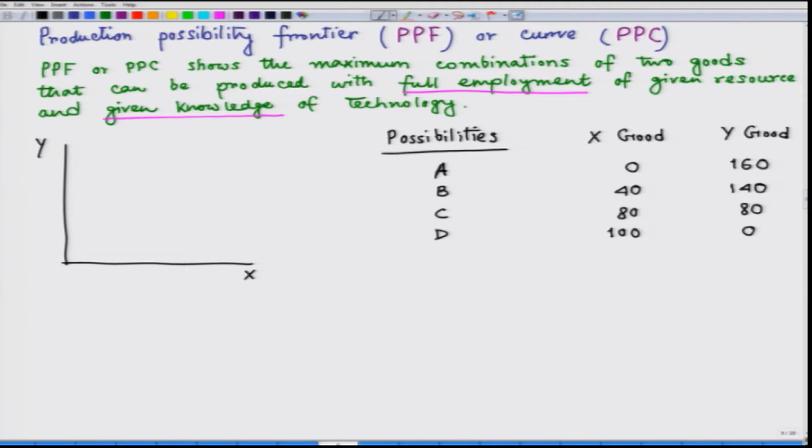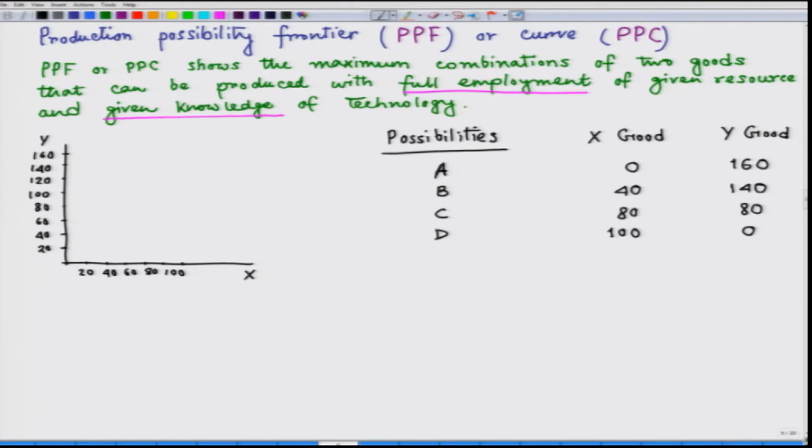Now, let us draw a diagram where we represent these 4 possibilities. So, let us see each mark here represent 20 units of good. So, 20, then 40, then we have 60, 80, 100, 120, 140 and finally here. So, now let us plot these A, B, C, D 4 production possibilities.